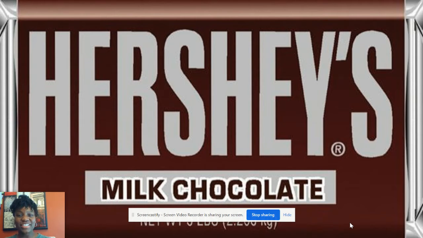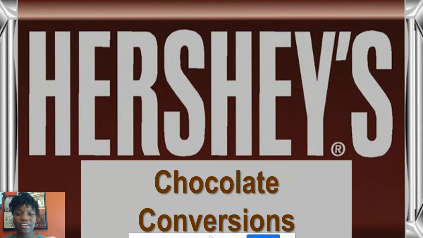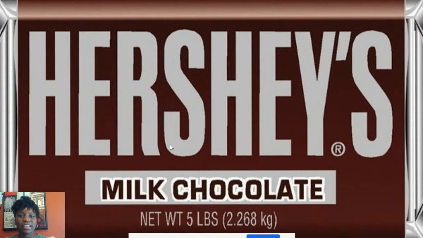Guys, as you can see from our screen, we're going to be working with Hershey's bars. Yes, finally, a lesson with chocolate. Kind of. Well, sort of. We're going to be working on chocolate conversions today. Yummy. And to do these chocolate conversions, we're going to talk about mixed numbers into improper fractions. So that's what we're going to be working on today.